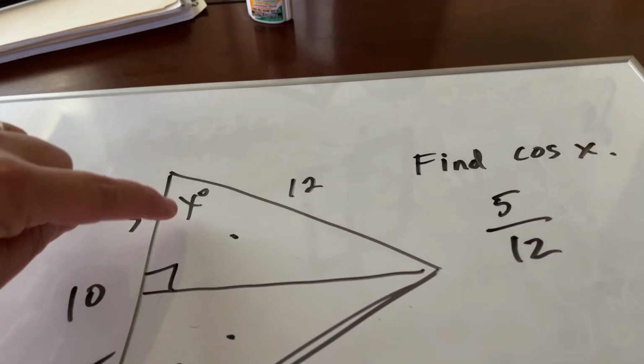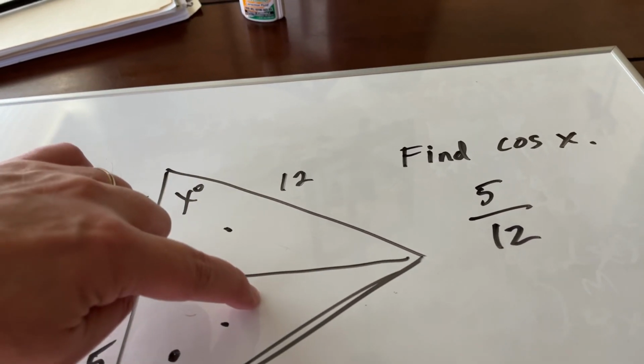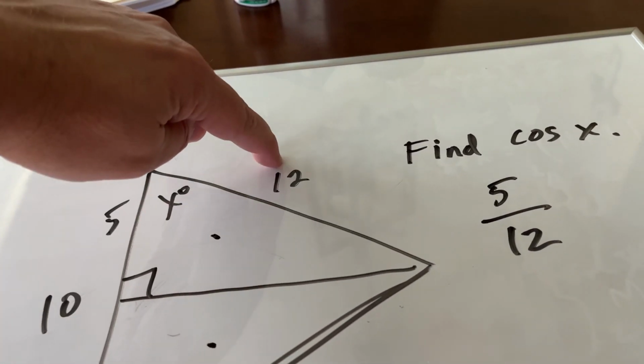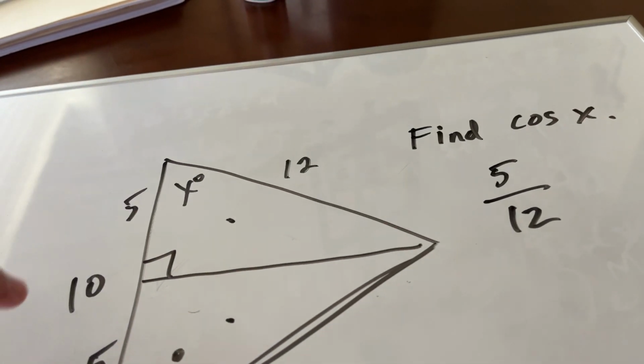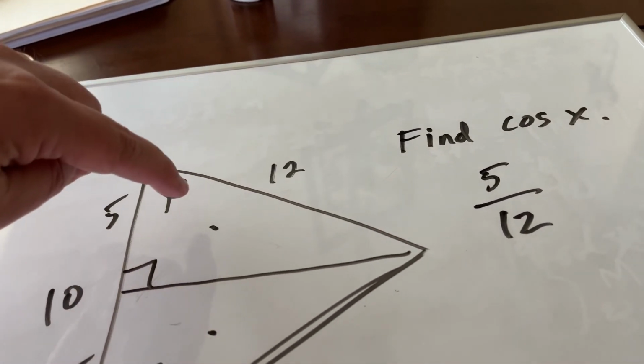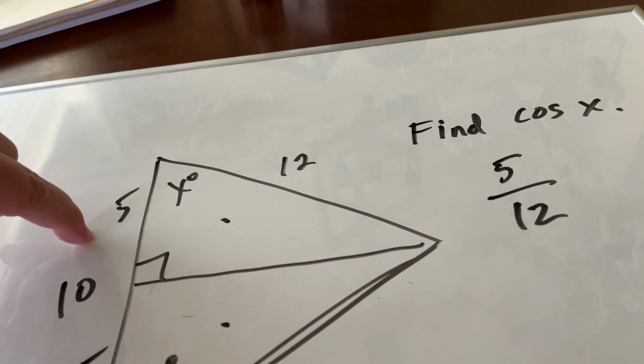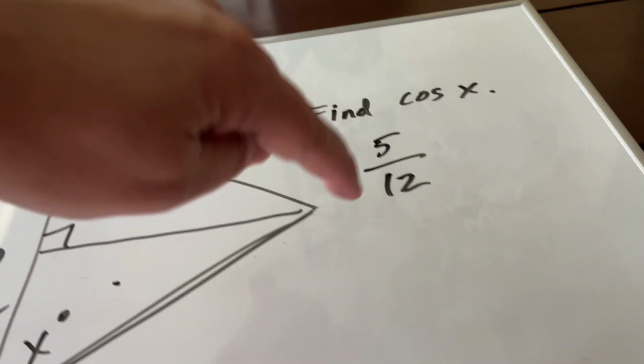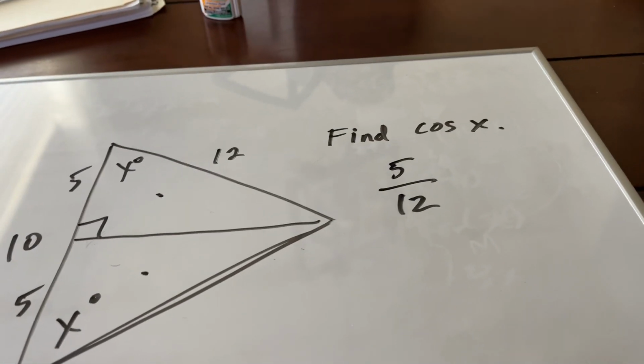So from the perspective of X here, this is an opposite side. This is a hypotenuse because it's opposite the 90-degree angle, and this is an adjacent side. So cosine is the adjacent side compared with the hypotenuse, which makes this 5 over 12.